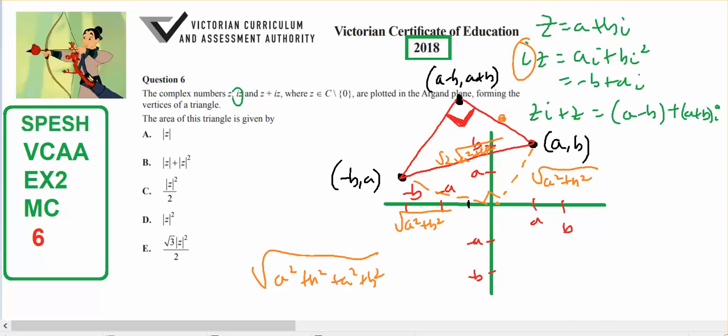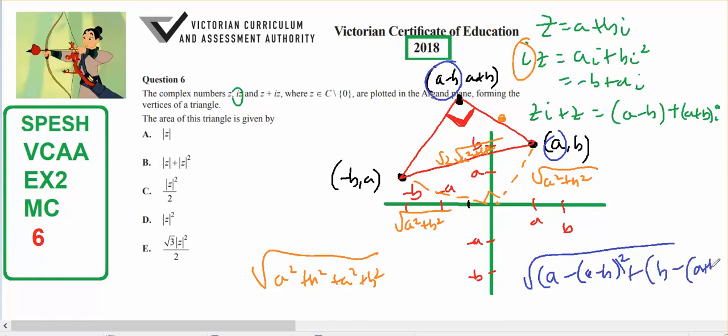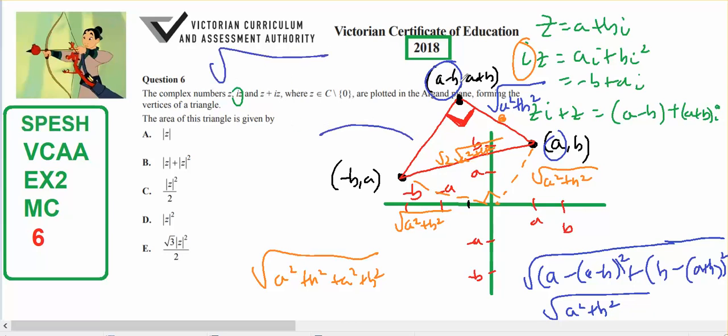If I look at this one here, it's going to be the square root of A minus B squared plus B minus A plus B squared, which is the square root of A squared plus B squared. And if I do the same with this, it's the square root of A minus B minus B squared, which will give you A squared, plus A plus B minus A, which is B squared. So this is also the square root of A squared plus B squared.